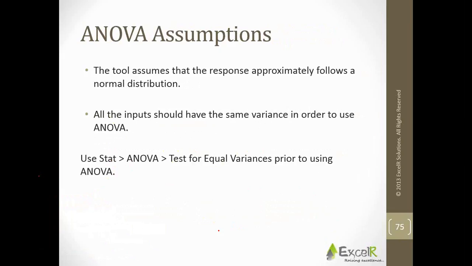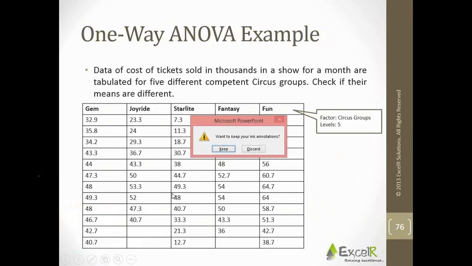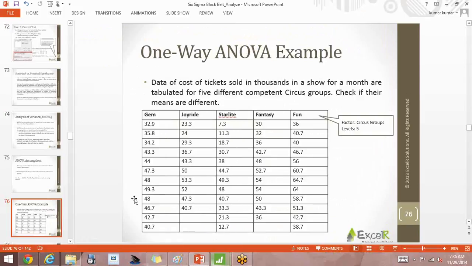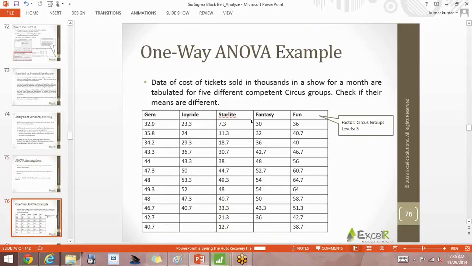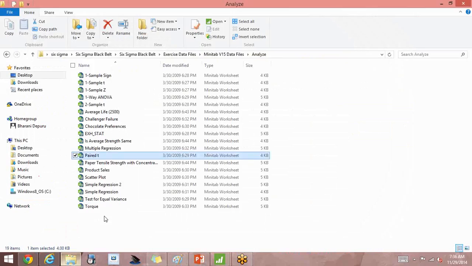There are a few assumptions, however, for ANOVA. The tool assumes that the response approximately follows a normal distribution. That is the first assumption. All the inputs should have the same variance in order to use ANOVA. That is the second assumption. So let us do this. Let me open this example. I need to open this example. One-way ANOVA. Let me see whether it's written in that way. Yeah, we have it. One-way ANOVA.